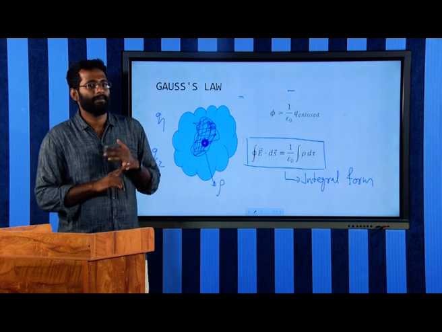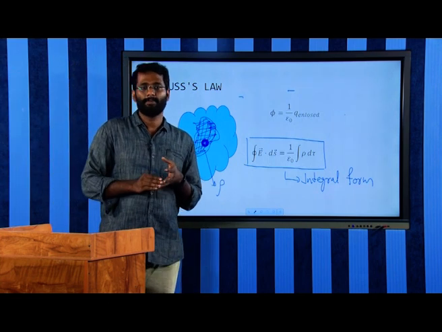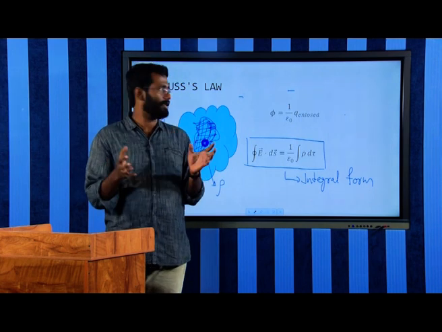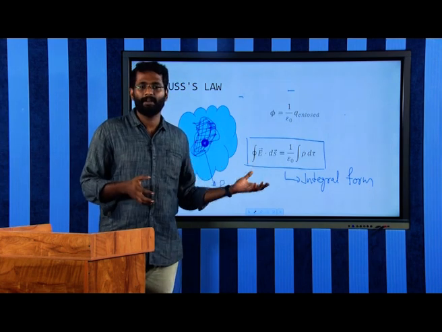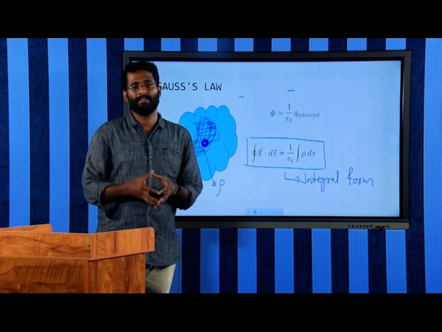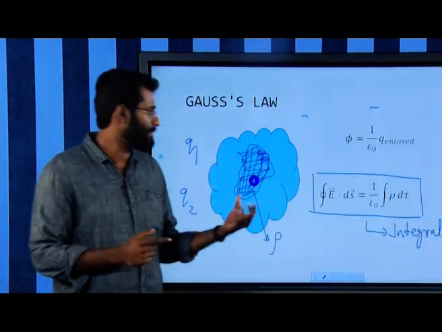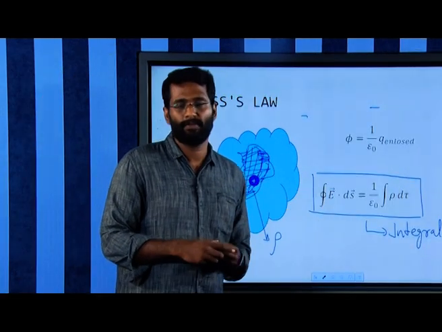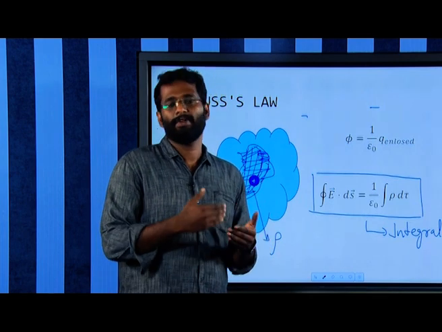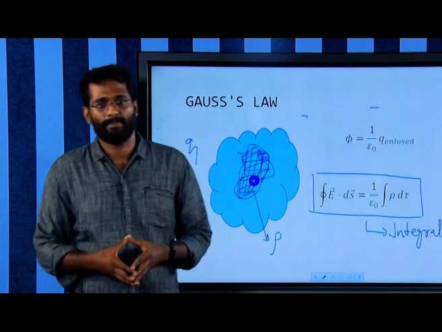So, from the graphical representation of electric field lines and using the concept of flux, we reached Gauss's law. Before we apply it, we have to find another form of this, called the differential form of Gauss's law. So, next we will go from this integral form to the differential form. Later we will do some applications of Gauss's law in the coming sessions, and thank you.